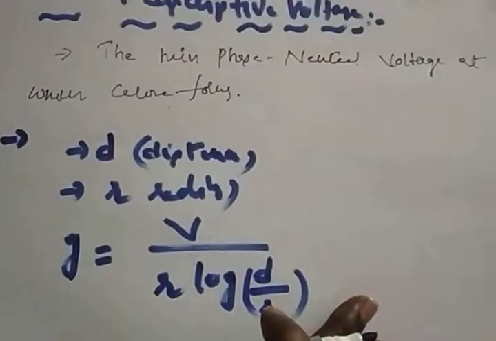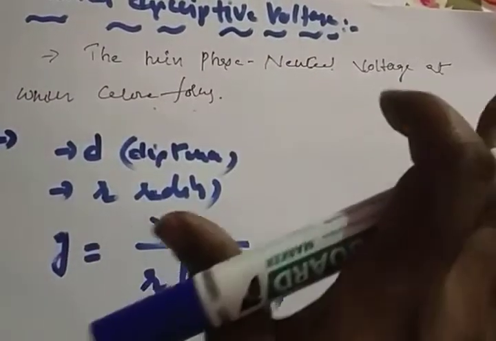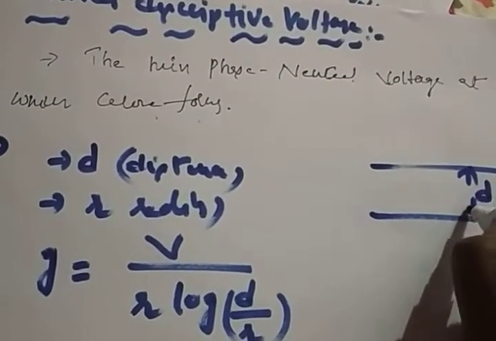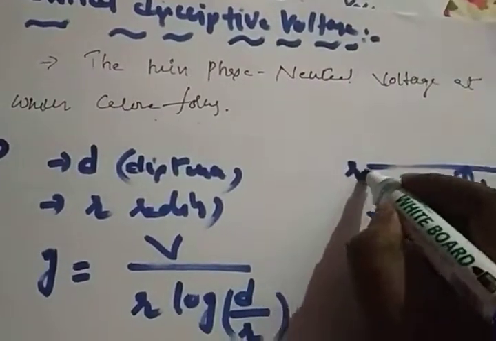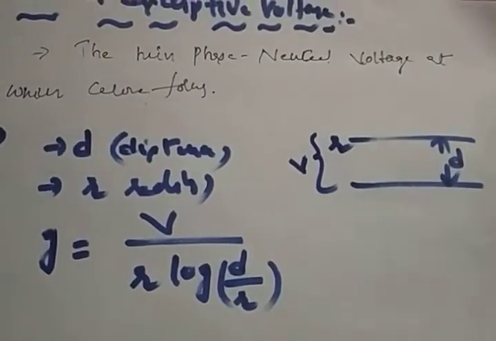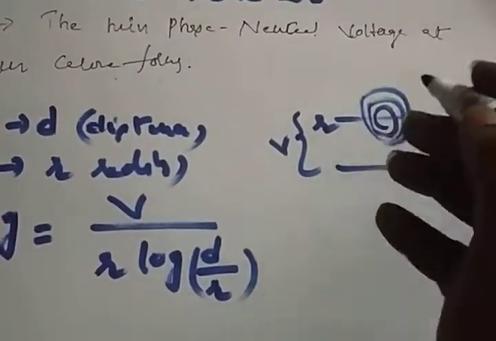So this is the gradient that is developed when high voltage is transmitted through a conductor. So what is that gradient? If we have two conductors spaced by a distance d, each having a radius r, then whatever voltage V you apply, a potential gradient will be developed. So what is that gradient?